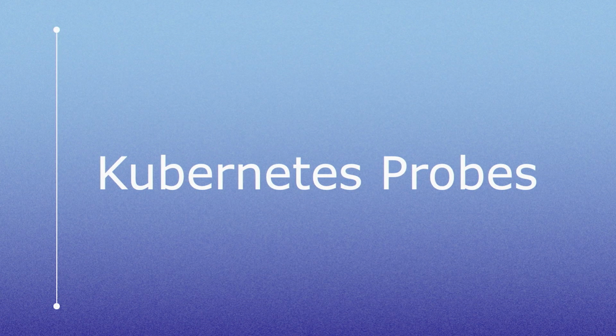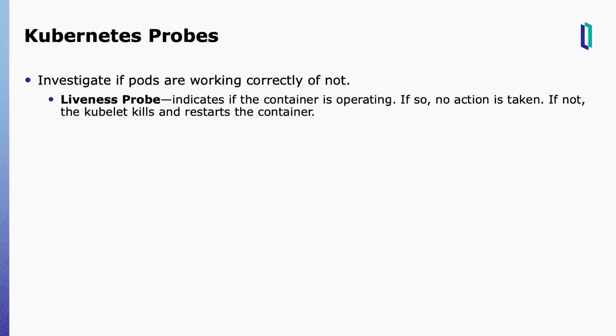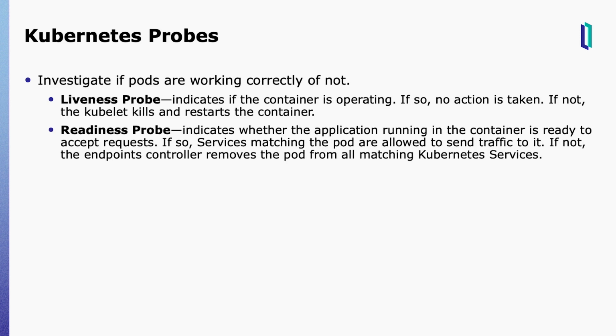So the way we do that is Kubernetes probes, okay? Kubernetes probes are ways that you can investigate if the pods are actually working correctly or not. There are 3 main probes that we can look at using. There's the liveness probe, which indicates if the container itself is operating. So we'll configure one of those. That's great. And if everything is good and the probe is reporting back that the container is running fine, no action is taken. If there's a problem, Kubernetes will automatically restart that container.